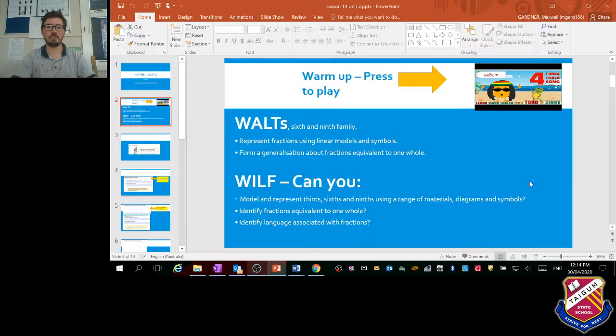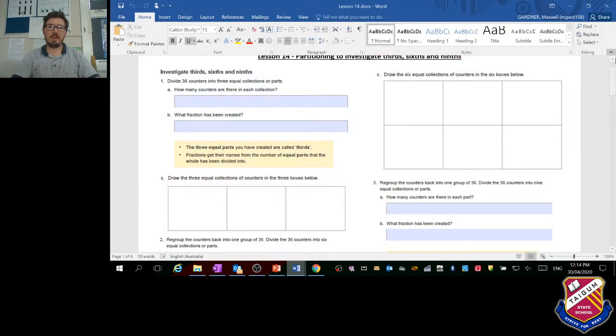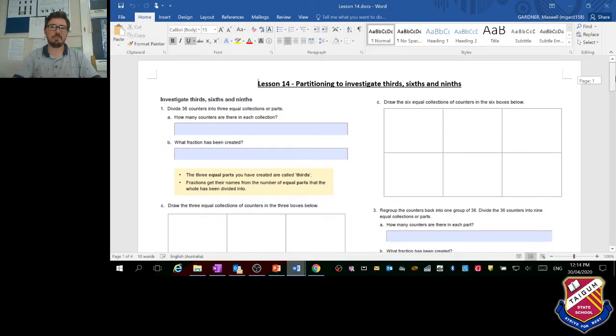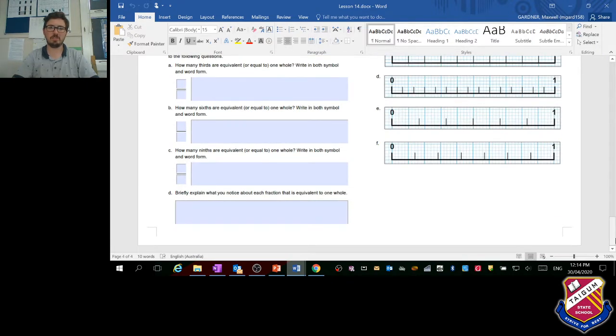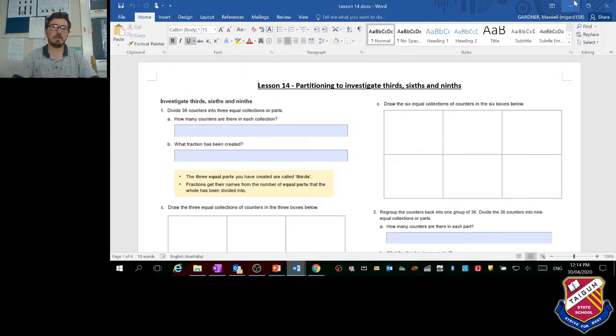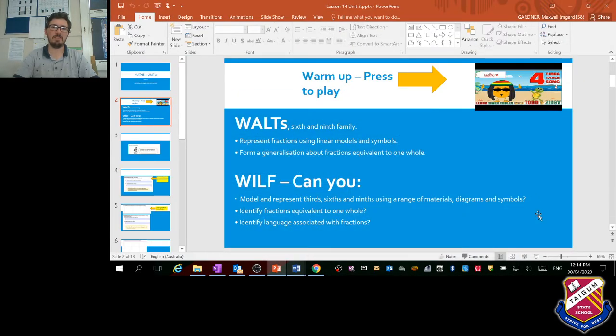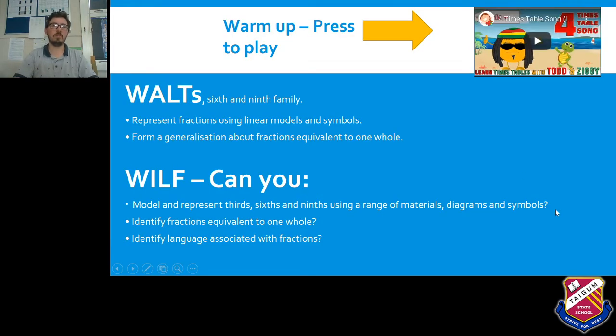So, forgot to mention, you will have this worksheet in front of you, and as you can see, it is a big one, 4 pages. So it's a lot of work today, but you will finish your Friday feeling very good and very accomplished. So let's go through the WALT and the WILF.